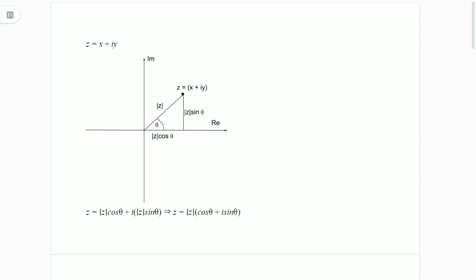In the next video I will show you how we find the magnitude of z and theta, which isn't as simple as it might seem.